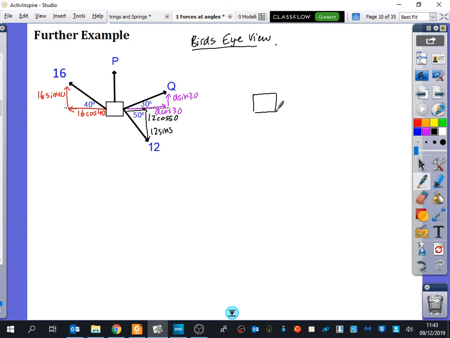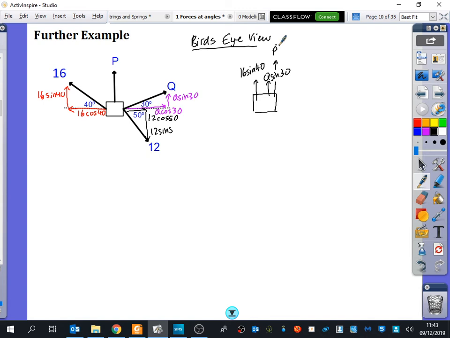What forces do you have that are going in the upward direction? Ahmed, what do you have going in the upward direction? 16 sine 40. Q sine 30. Anything else? And P. Okay, I don't really know how I can fit this in my diagram, but it could come all the way up here and P. Sometimes you can write those all things being added together as well.